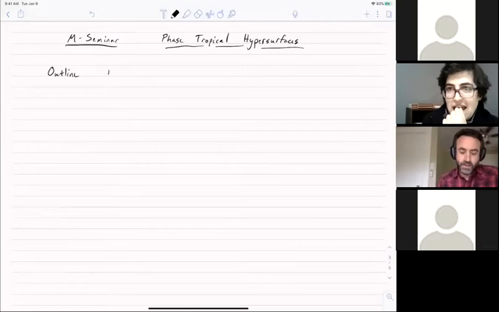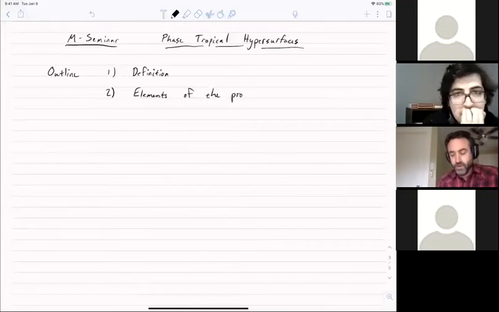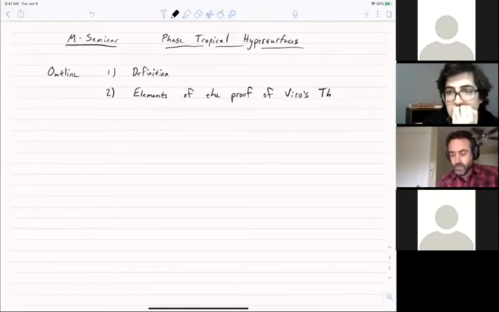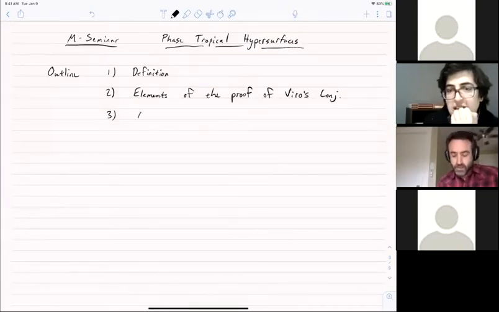So first I'll talk about just the definition, basic properties, and then second, some elements of proof of Viro's theorem. Well, I guess it's conjecture, but now a theorem. And then applications to mirror symmetry.